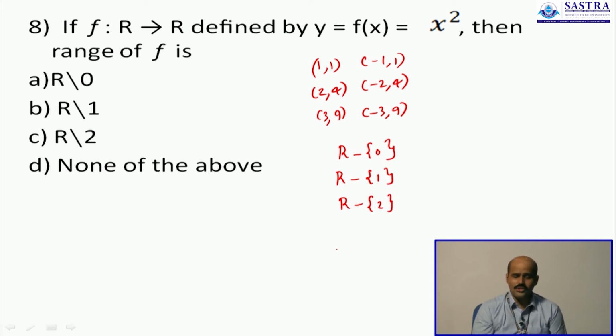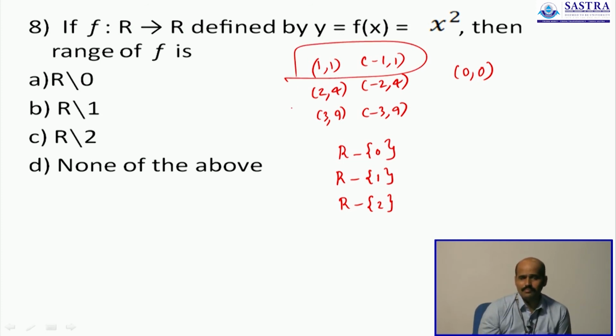If you can watch, you will obviously see that none of these options is in fact correct, because option A is wrong, because 0 is clearly part of the range, because 0 squared is 0, so you will have an ordered pair (0, 0). And we clearly saw that both 1 and minus 1 map to 1, so 1 is also an image. You can recall that range is the set of all images. So option A is wrong, option B is wrong.